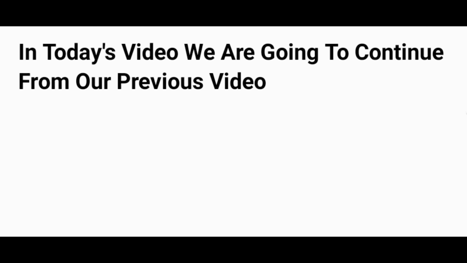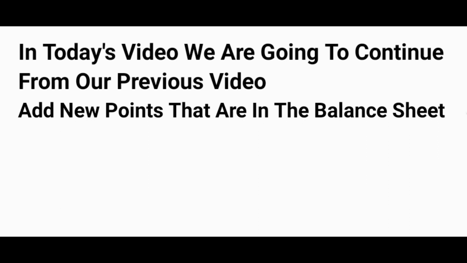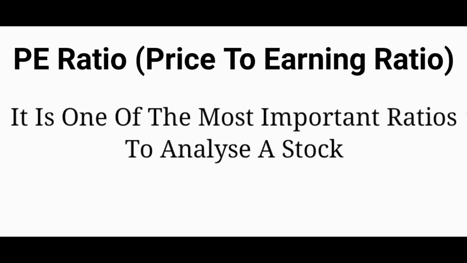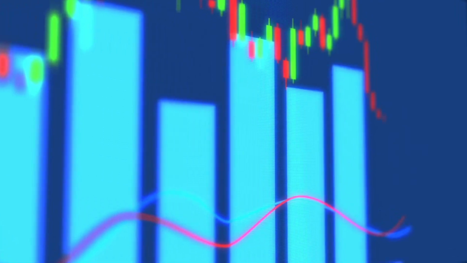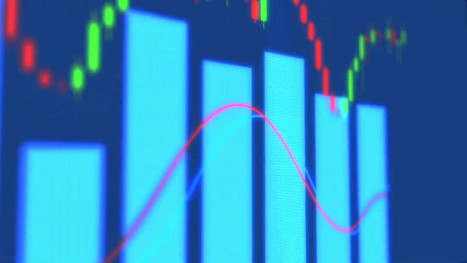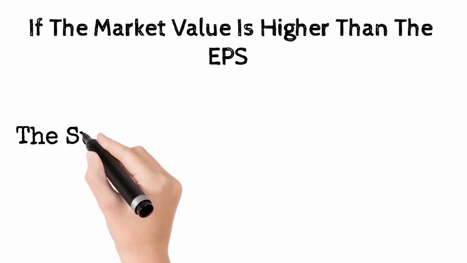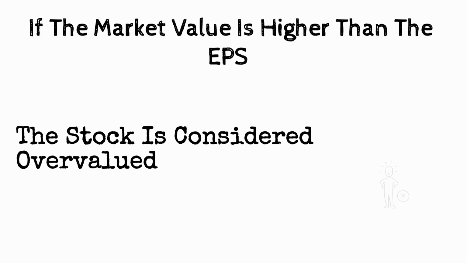In today's video we are going to continue our previous video and add new points that are in the balance sheet, so let's begin. The PE ratio is one of the most important ratios to analyze a stock. It gives us the idea of how much the stock is overvalued or undervalued in the current scenario. It is calculated by dividing the market value by the earnings per share. If the market price is higher than its EPS, the stock is considered overvalued and vice versa.